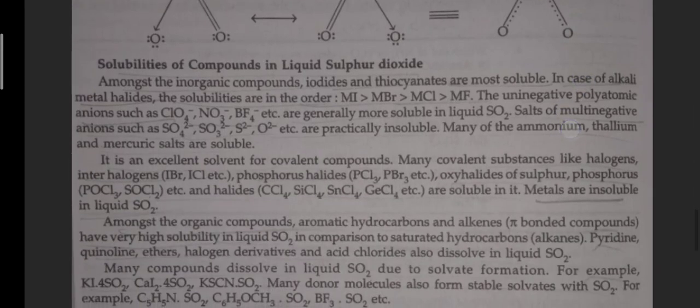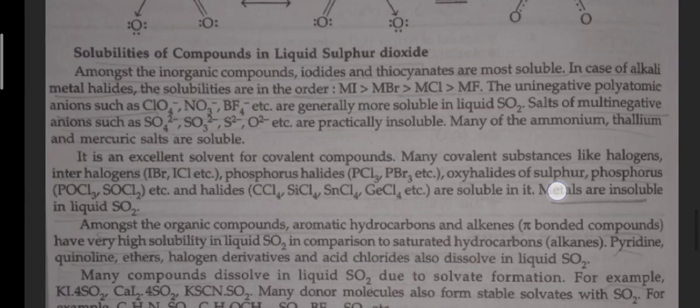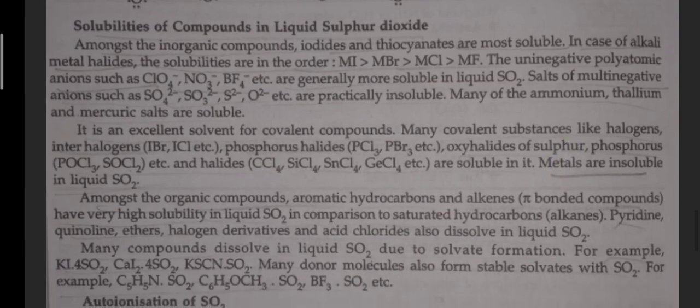Next is solubility of compounds in liquid sulfur dioxide. Among the inorganic compounds, iodide and thiocyanate are most soluble. In case of alkali metal halides, the solubilities are in the order MI, MBr, MCl, MF. The uninegative polyatomic anions such as ClO4 negative, NO3 negative, BF4 negative, etc. are generally more soluble in liquid SO2.